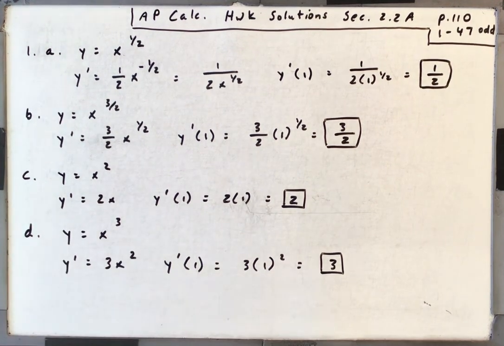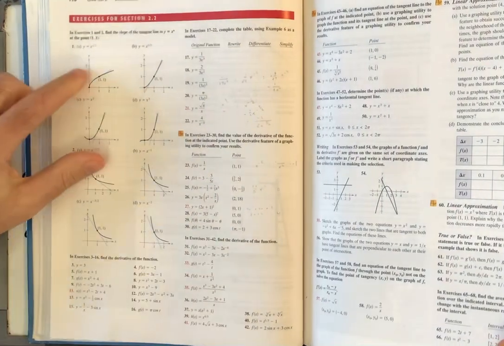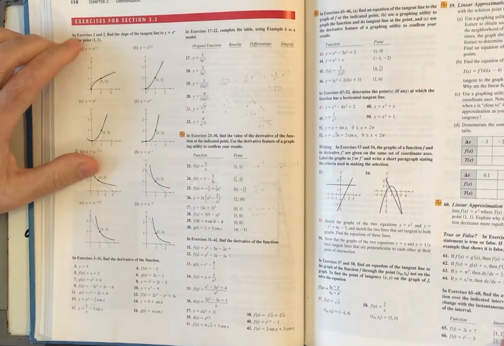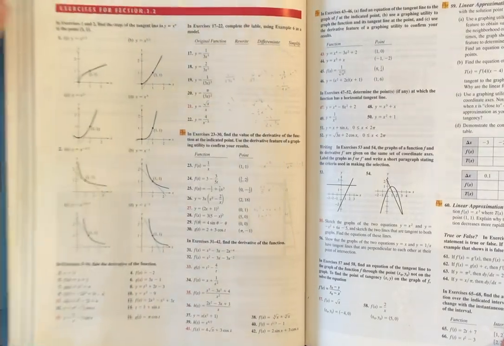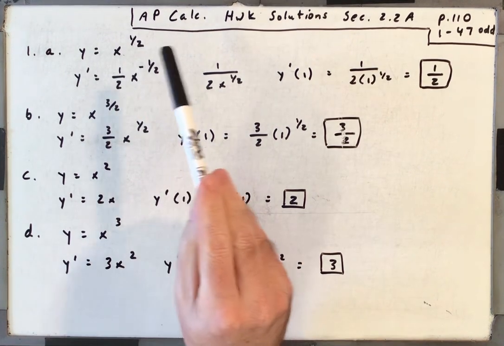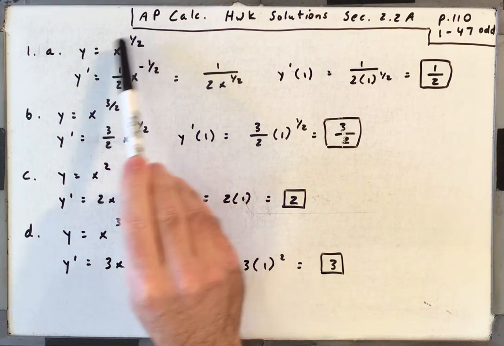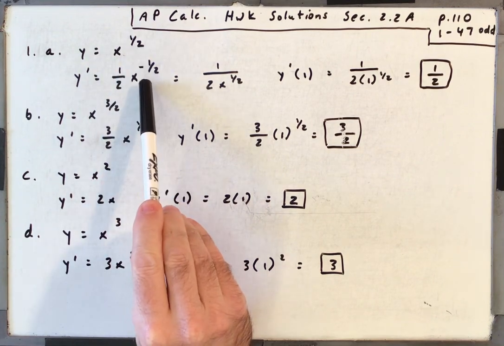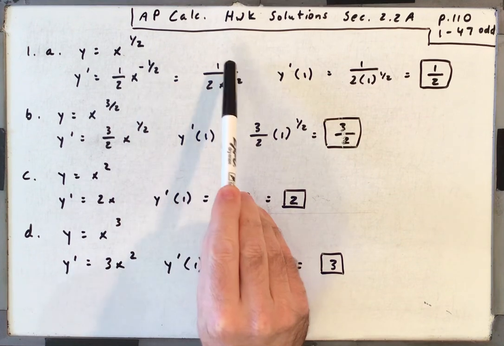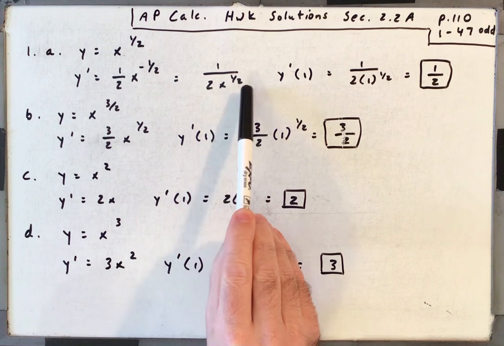All right, so number one, you've got this graph here, but you're not really worried about the graph. You just take the derivative of the function and then plug in the x value to get the slope of the tangent line. So for number one, the function is x to the 1/2. Bring that 1/2 out front and subtract 1 from the exponent. That'd give you 1/2 x to the minus 1/2. If you want to bring that x to the minus 1/2 downstairs, it's 1 over 2x to the 1/2.